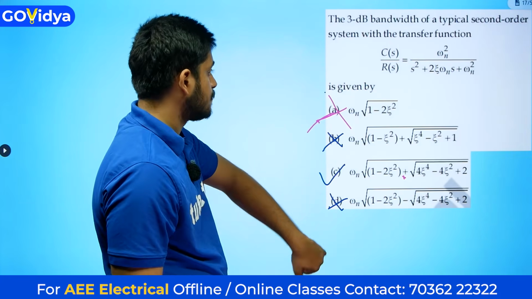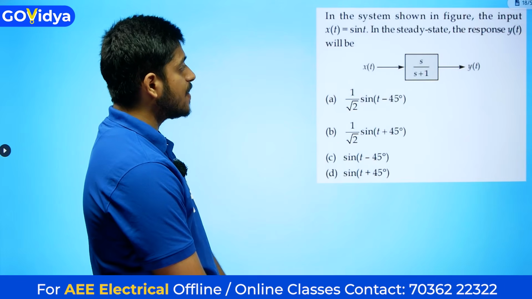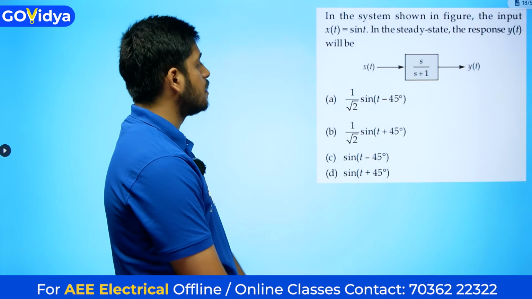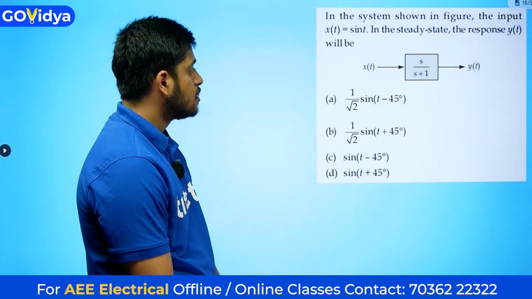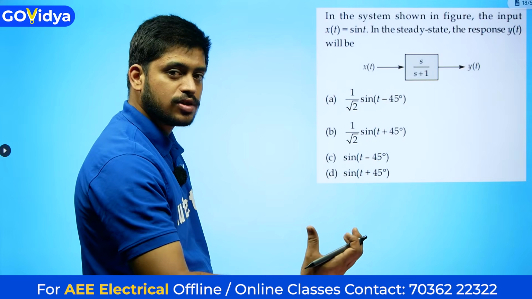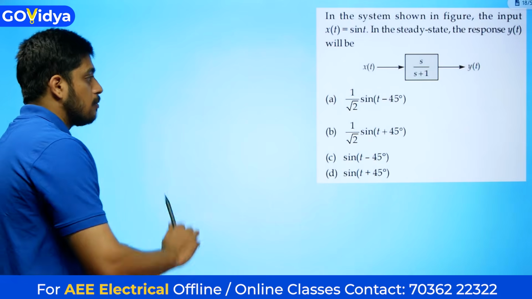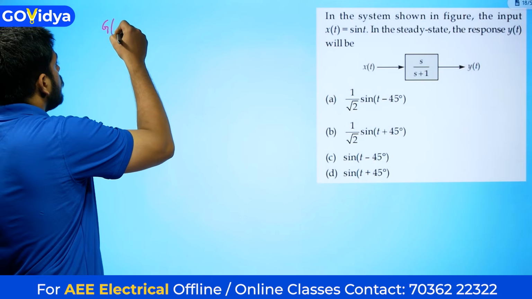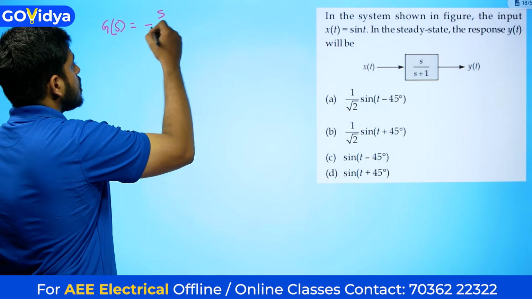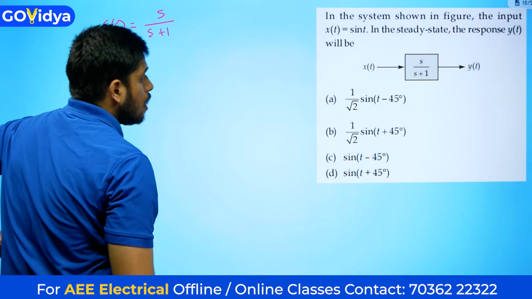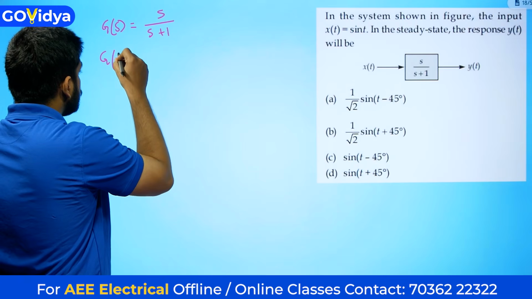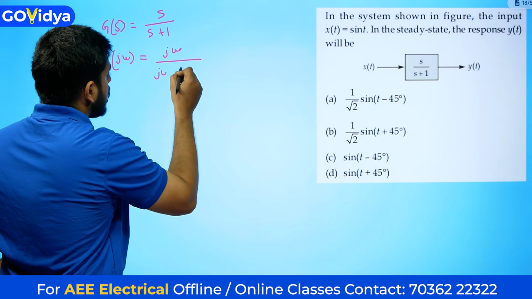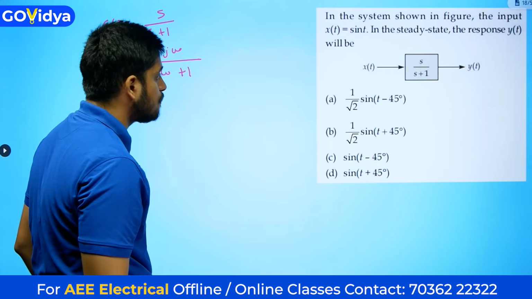Next question. Some system is given. The input x of t equals sin t in the steady state, and the response y of t will be what? We need to find the output directly. So let us follow the frequency response analysis. What is my g of s? My g of s is given as s by s plus 1. Let us substitute g of j omega equals j omega by j omega plus 1. This is the first step we are going to do.